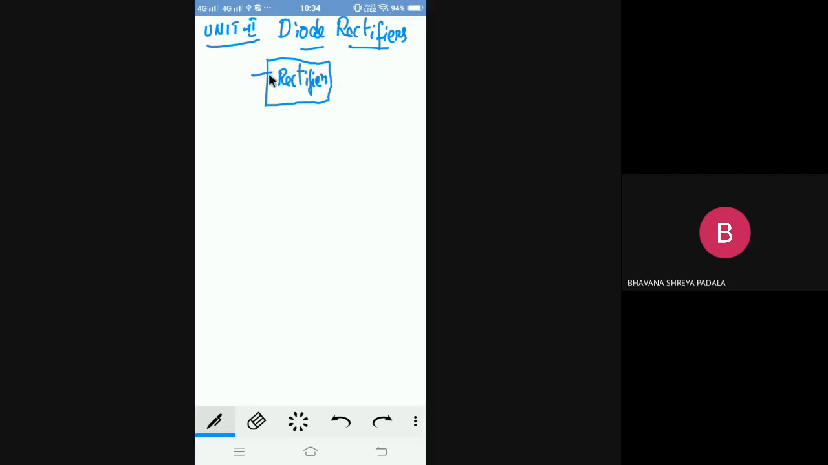What is the input for rectifier? AC. Analog signal is the input for rectifier. The output of a rectifier is a pulsating DC, not pure DC. I will tell you what it means, it is a pulsating DC.